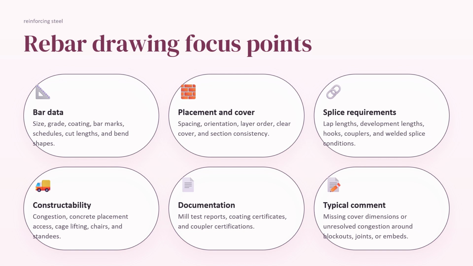and bend shapes. Usually, you see a table on the top right-hand side of a shop drawing where you see the size, bar marks, schedules of a shop drawing. You need to make sure these match the contract drawings.